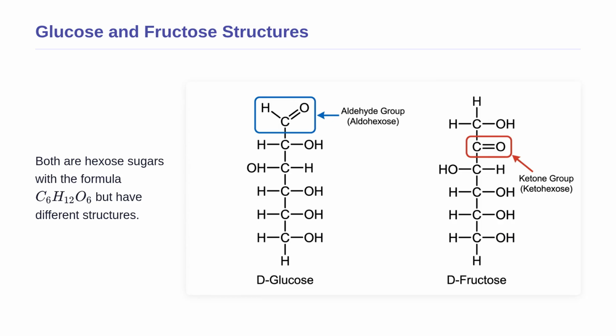This diagram perfectly illustrates how molecules with the exact same chemical formula can have completely different structural arrangements, known as structural isomers.